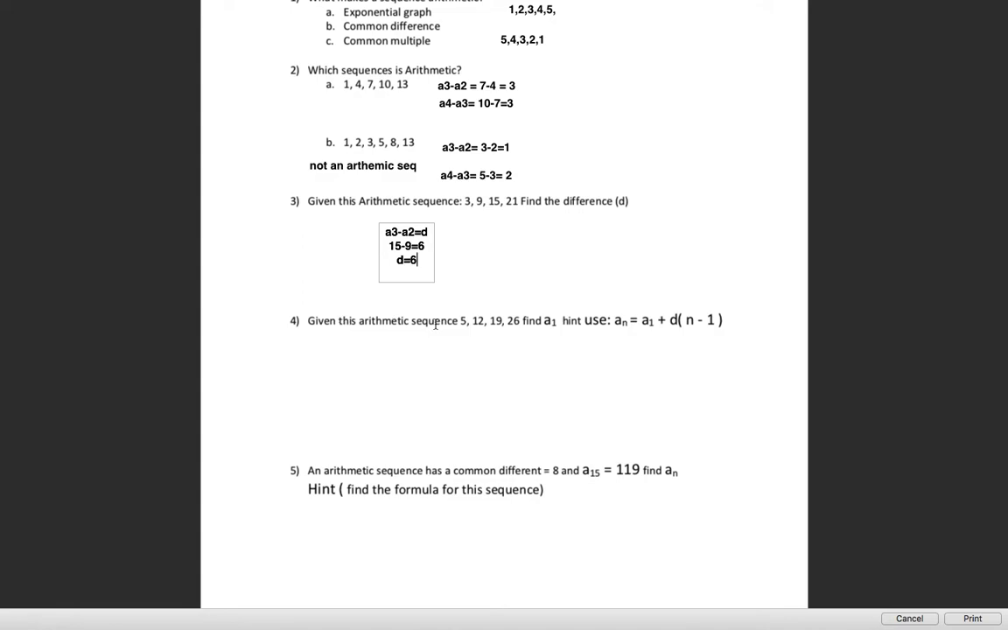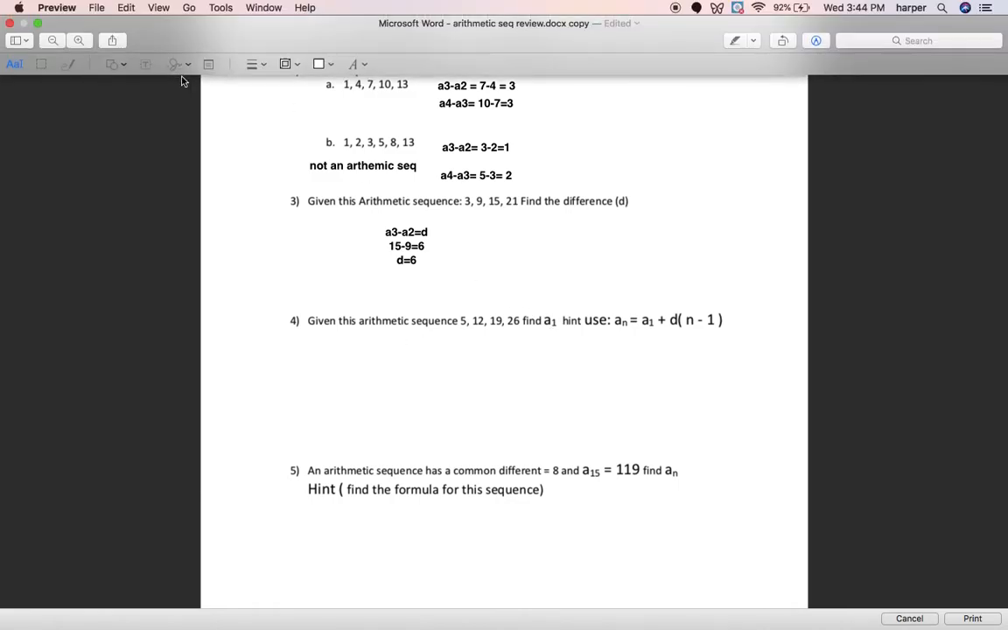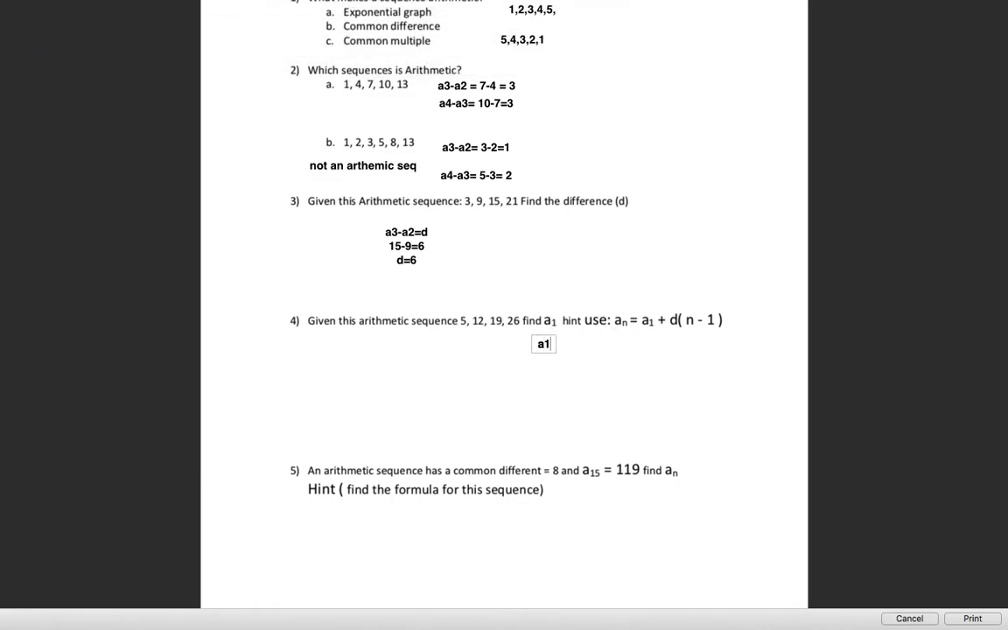Okay, question 4. Given this sequence 5, 12, 19, 26, find A1. Okay, so we got to find A1. Remember, use this formula. This is the formula we always talked about. Oh, that's not supposed to be A1, is it? Wow, Miss Harper, you messed up a little bit. That's supposed to be A10. Oops. Well, let's fix it right now. My bad. Find A10.